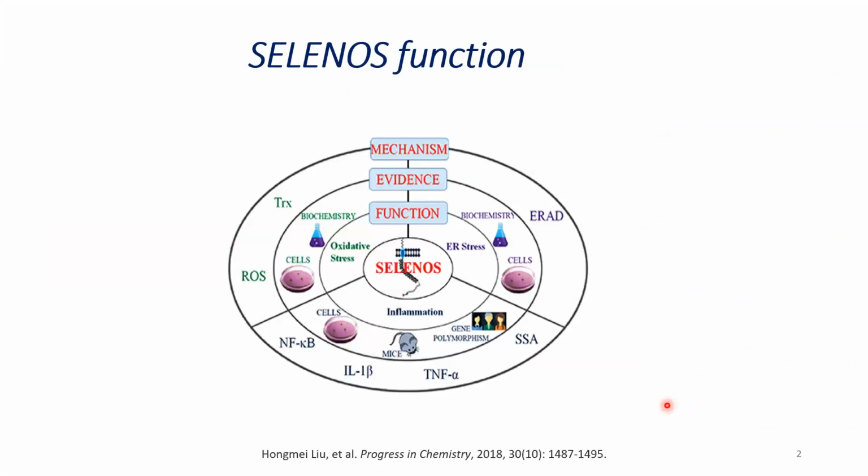The function and role of selenium in the cell is not completely understood, but what we know so far is that this protein is involved in managing ER stress. It is part of a process that is called endoplasmic reticulum associated degradation. This is a process that translocates misfolded proteins from the ER lumen to the cytosol to be degraded.